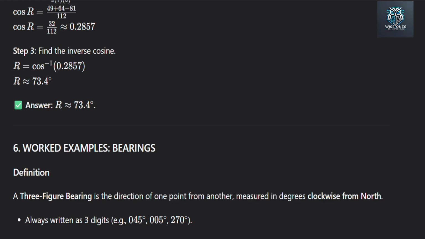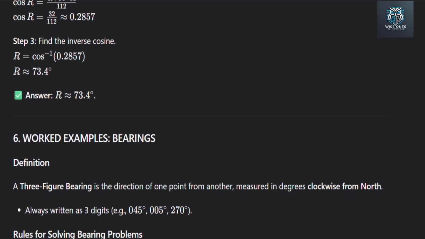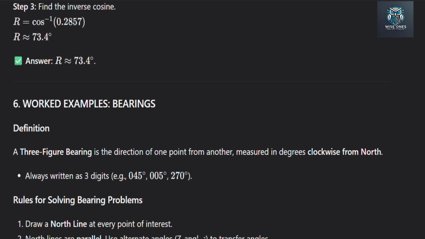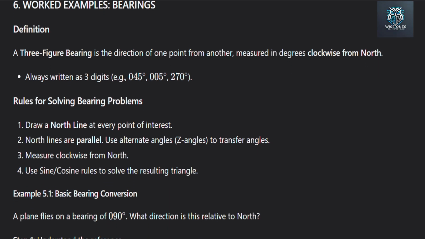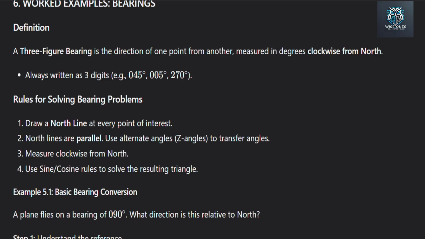This is approximately 0.2857. Step 3, find the inverse cosine. R equals cos inverse of 0.2857. R is approximately 73.4 degrees. Answer: R is approximately 73.4 degrees. This method works for any angle if you know all three sides.